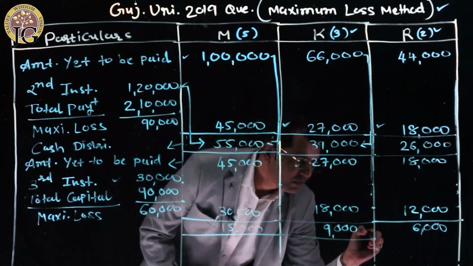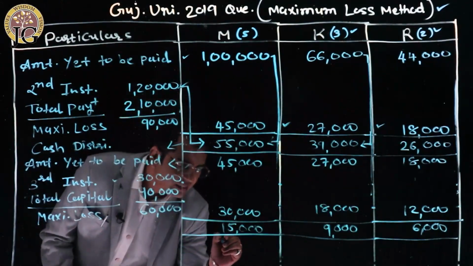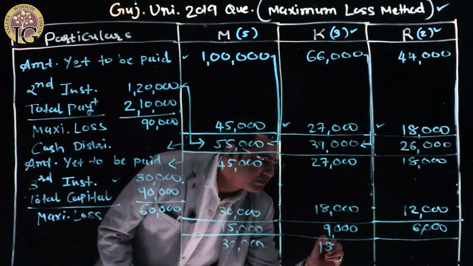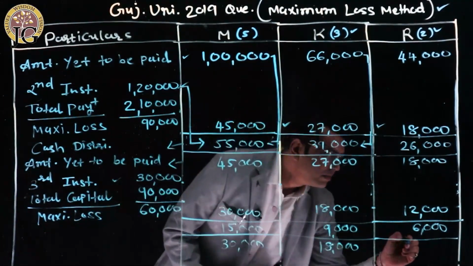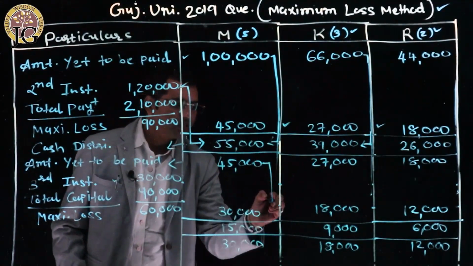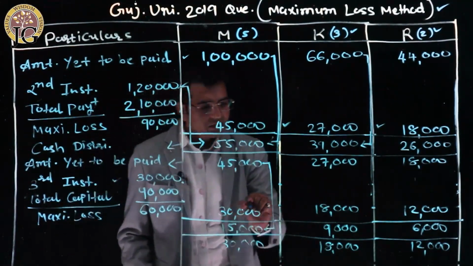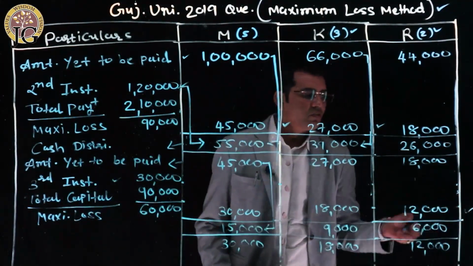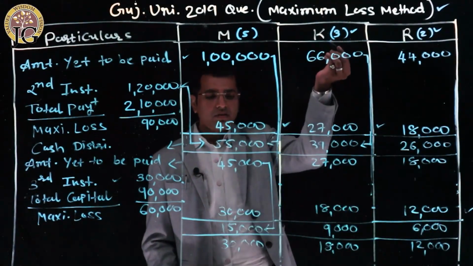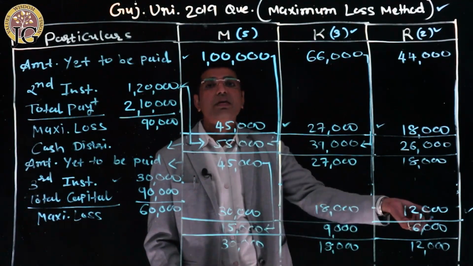So now we will get the amounts yet to be paid. That is 30,000, 18,000, and 12,000. As my ultimate goal is to distribute the cash and not the maximum loss, this is just a calculation. This row is just a calculation we can ignore after distributing the maximum loss, because it's just a method. Our main purpose is to distribute the cash 15,000, 9,000, and 6,000.